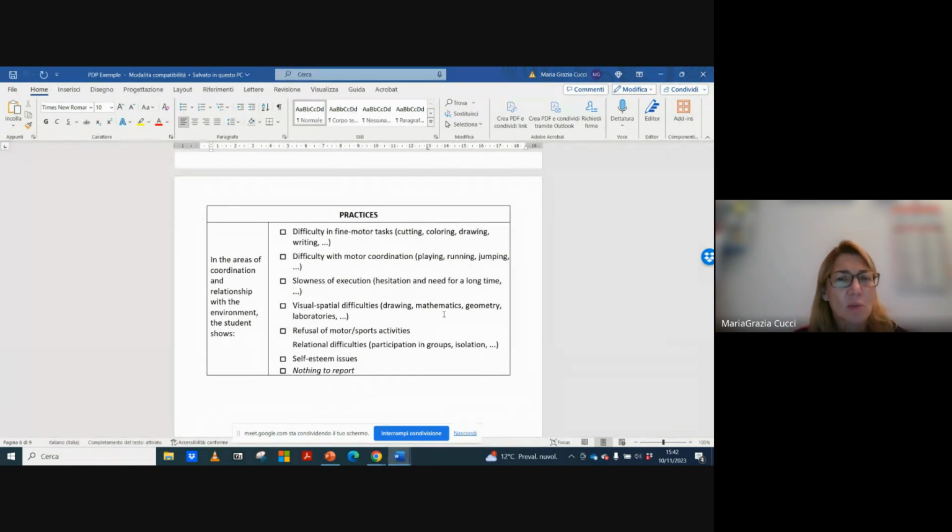Then there is the whole world of the practices. Here you have a very large set of examples. The idea is to cover all the subjects in school. Of course, this is only a model, and you can adapt it to your reality in order to find exactly the practices that you can observe in your school.